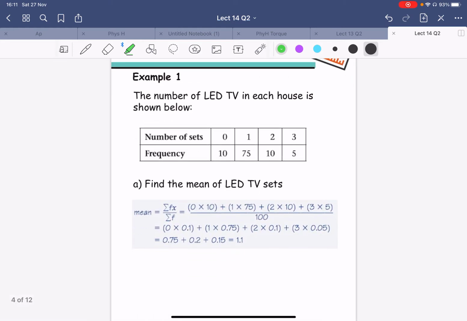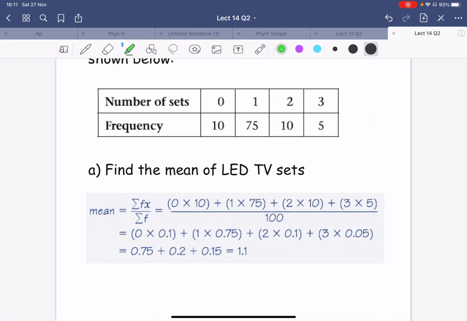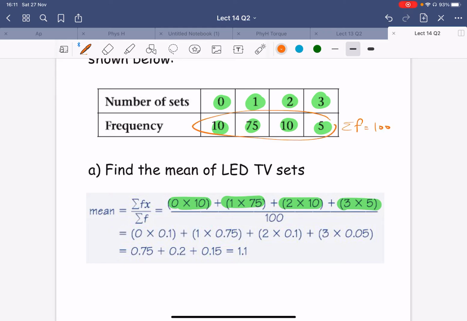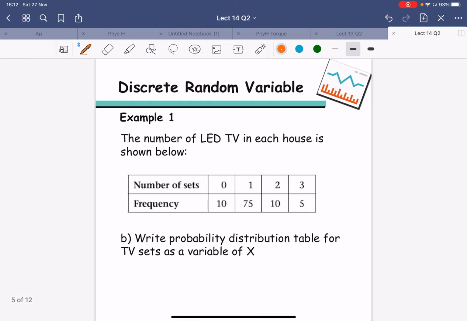So how can I find the mean? I take this times that, plus this times that, plus this times that, plus this times that, and divide by the total frequency. The sum of the frequency here is 100. If you add all this, you get 100. Then divide by the sum. Simplify all this out, and the mean is 1.1. So this is the mean number of LED TVs in, let's say, a certain village. All right, moving on.